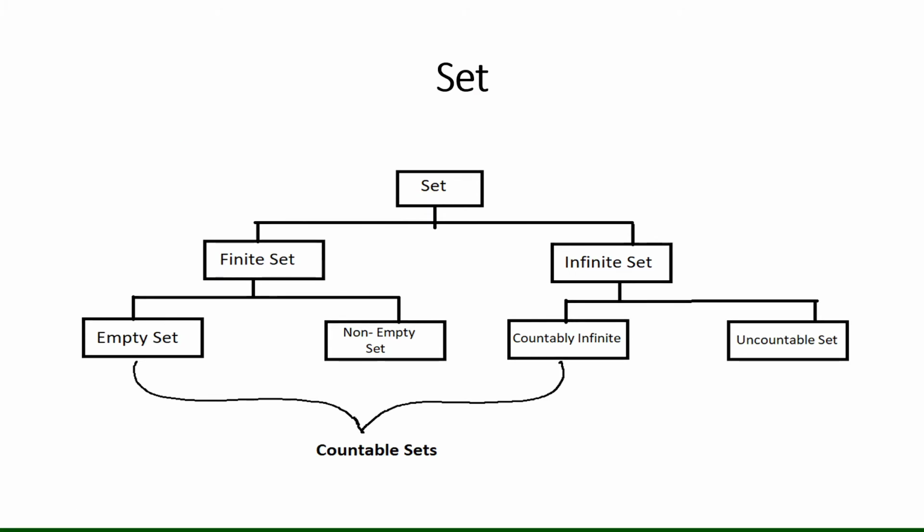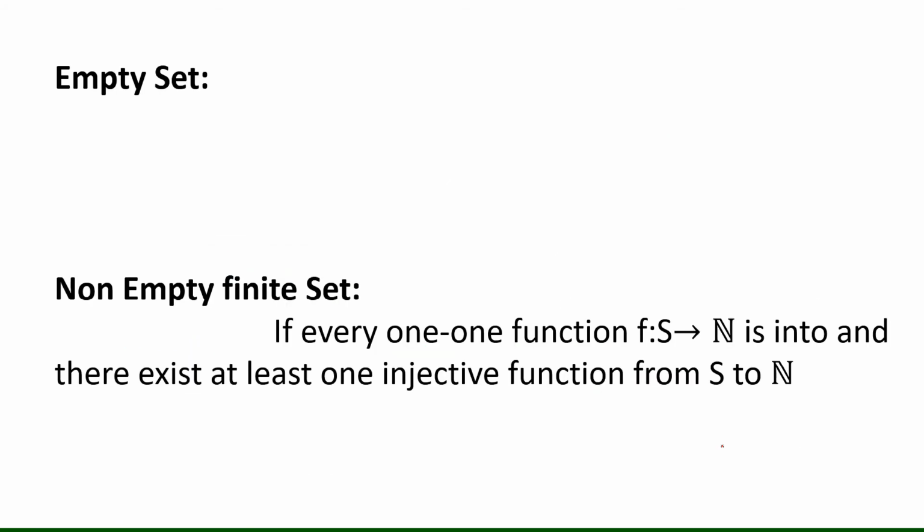Now, let's see types of sets. According to the cardinality of a set, a set is divided into finite set and infinite set. Any set S would be of finite elements or infinite elements only. And a finite set is divided into empty set and non-empty finite set. Now, infinite sets are divided into countably infinite and uncountable sets. And countable sets are empty, non-empty finite or countably infinite sets. So, let's see each set in detail.